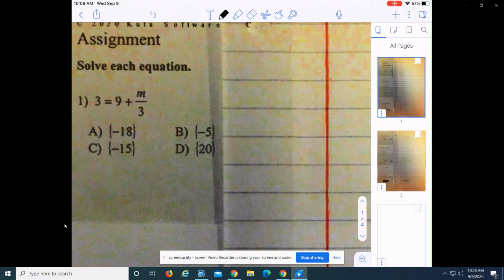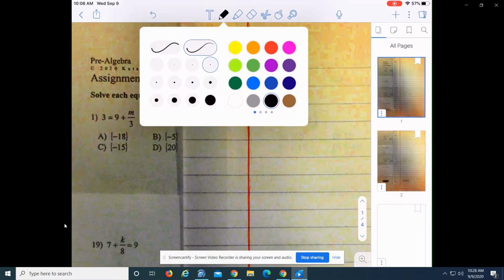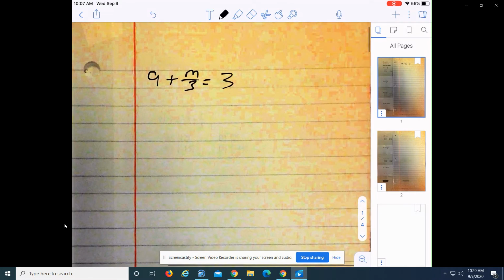Now, I want you to notice how it says 3 equals 9 plus m over 3. I'm going to rewrite this problem. I like it to where my variable's on the left, so I'm going to put whatever's on the left side on the right side, and whatever's on the right side on the left side. So I'm going to start by going 9 plus m over 3 equals 3.